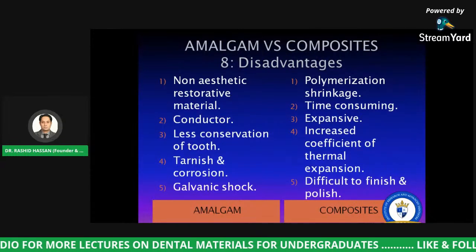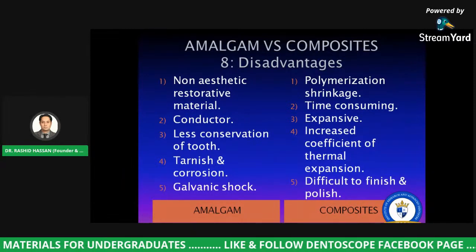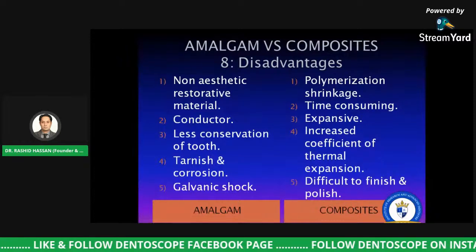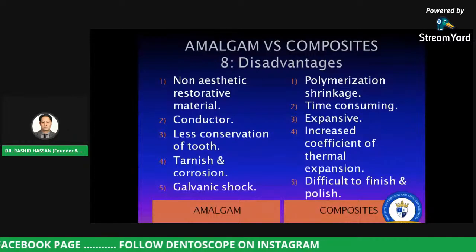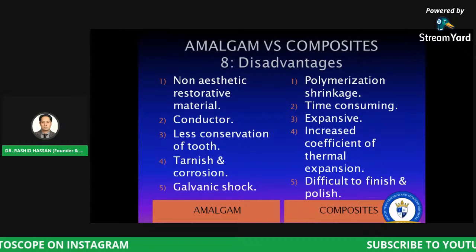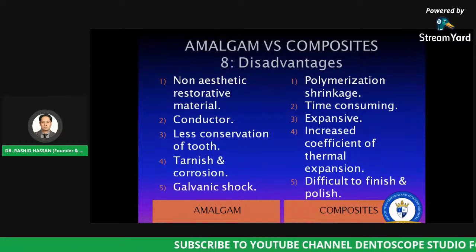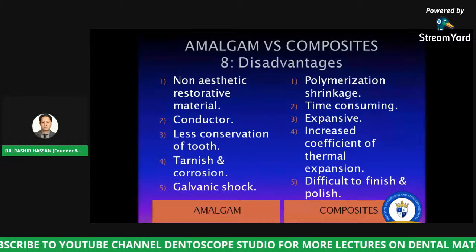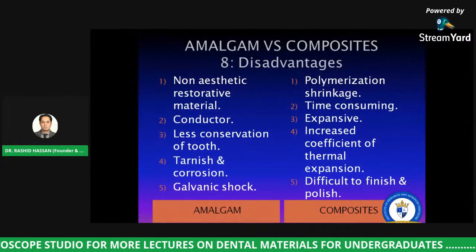In the case of dental composite, the disadvantage is the polymerization shrinkage. As I told you, it is a mixture of an organic polymer matrix and filler particles. The polymer is a very important component of the dental composite, and whenever there is polymer, there is going to be polymerization, and whenever the polymerization reaction takes place, polymerization shrinkage is going to take place. So that shrinkage is a major disadvantage of dental composite.